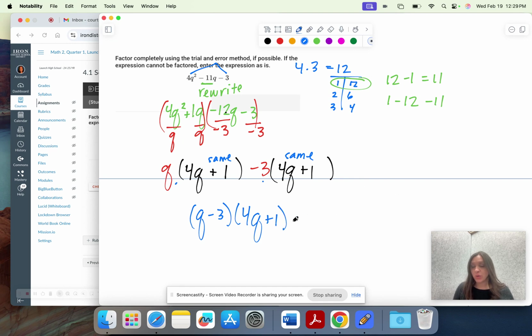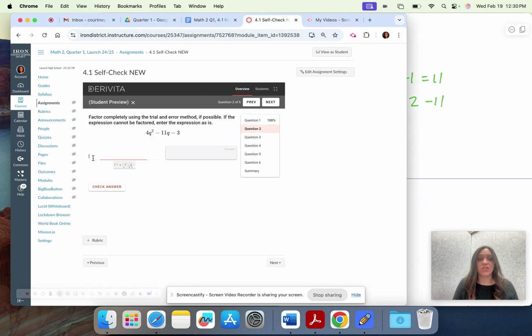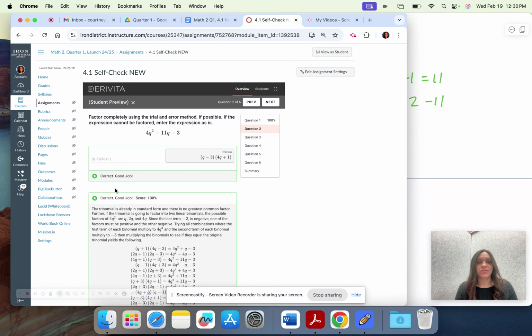And remember, you can always check your answer. You can go multiply these back out, and you're going to get back to the original. If you don't, that's how you know something's wrong. So q minus 3, 4q plus 1.